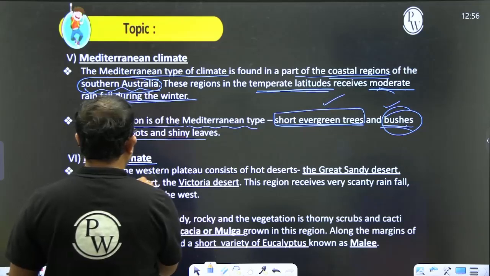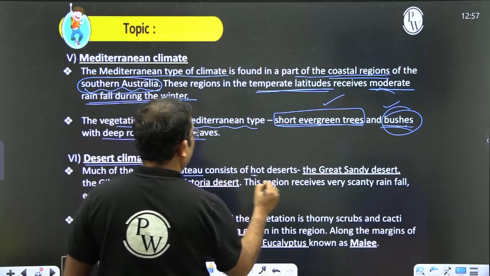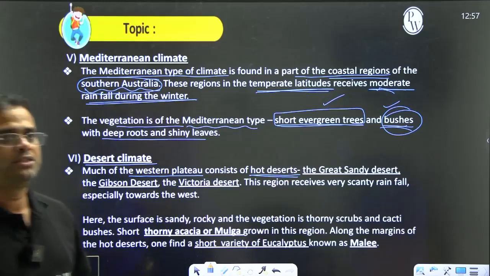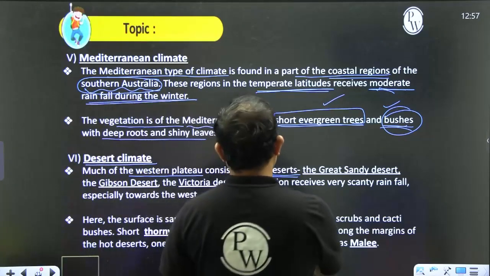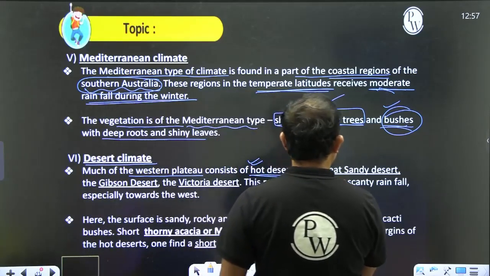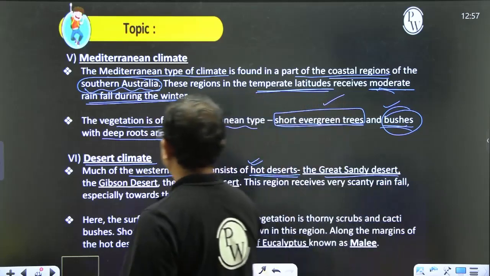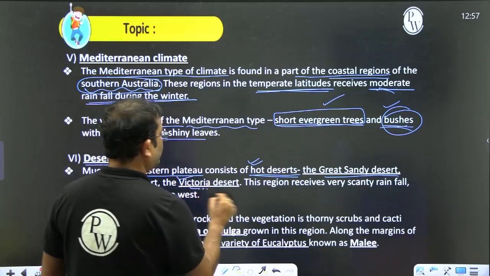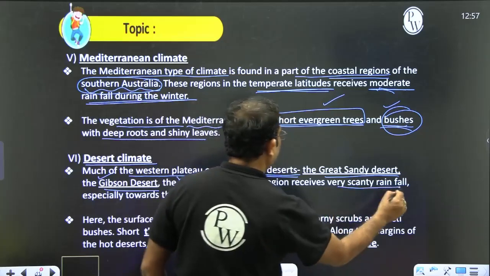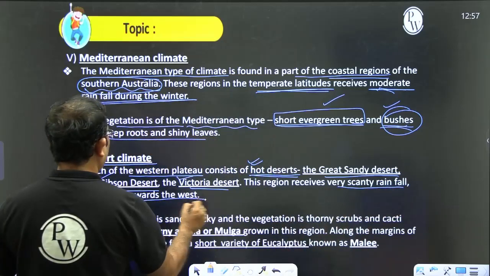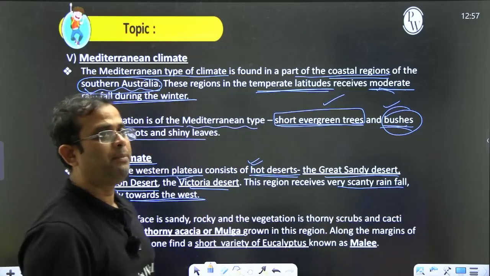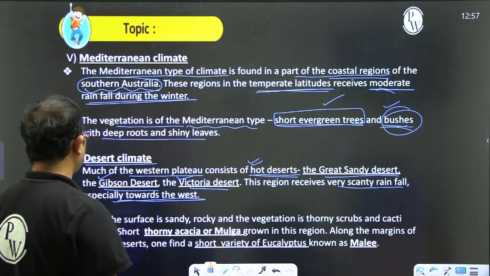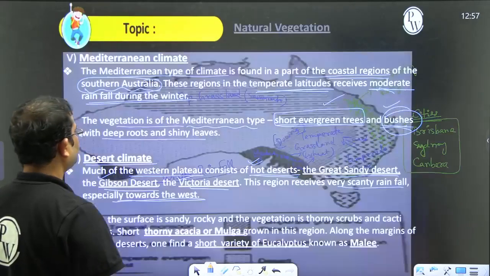Much of the western plateau consists of hot deserts: the Great Sandy Desert, Gibson Desert, and the Victoria Desert. This region receives very scanty rainfall, especially towards the west. This is your desert climate.